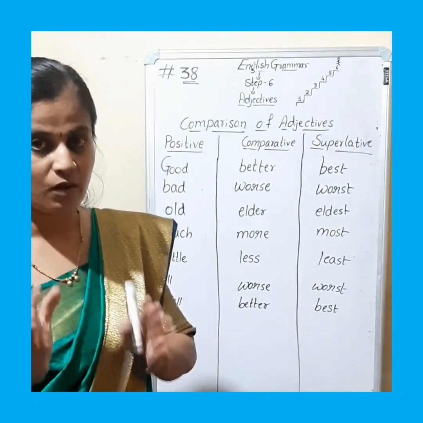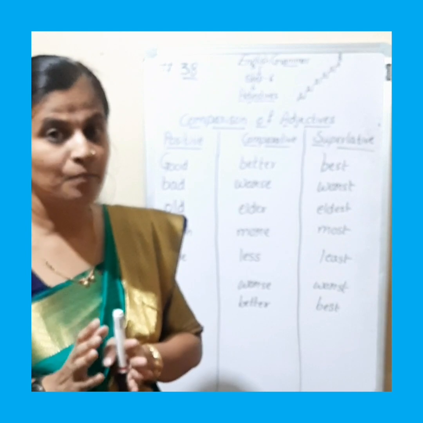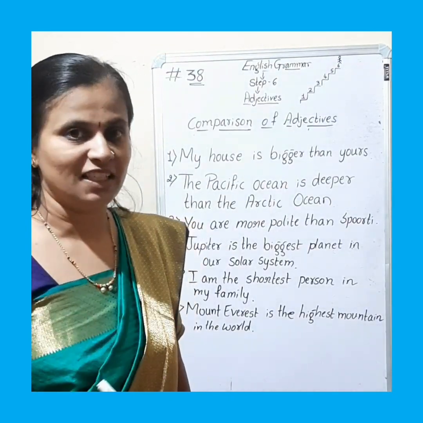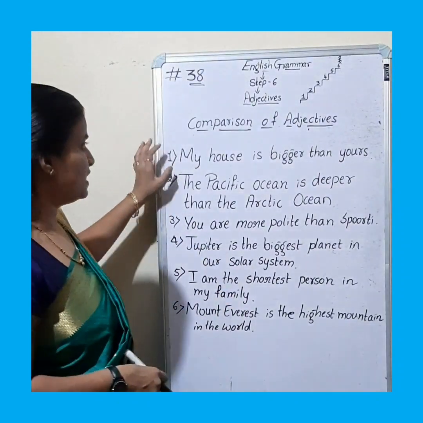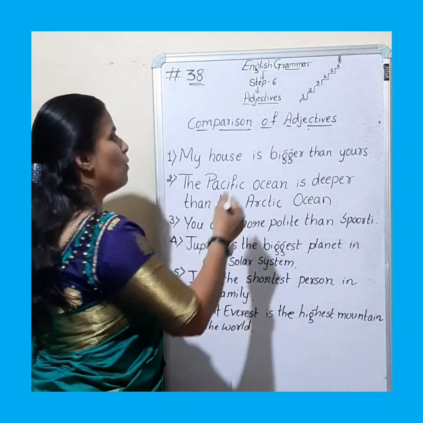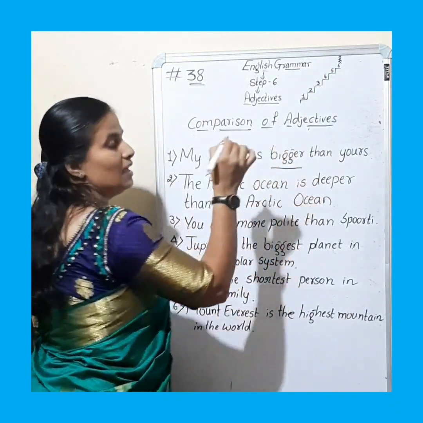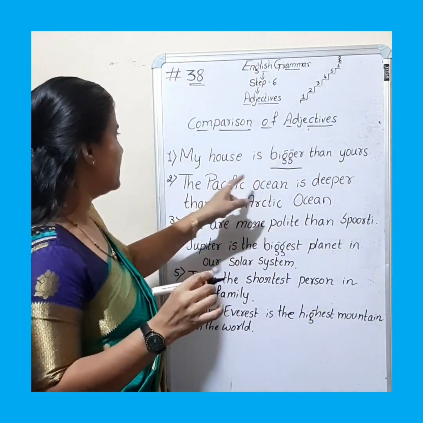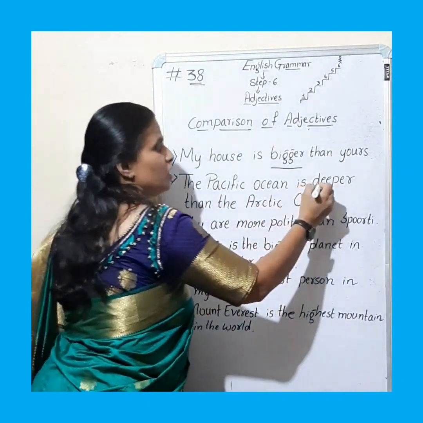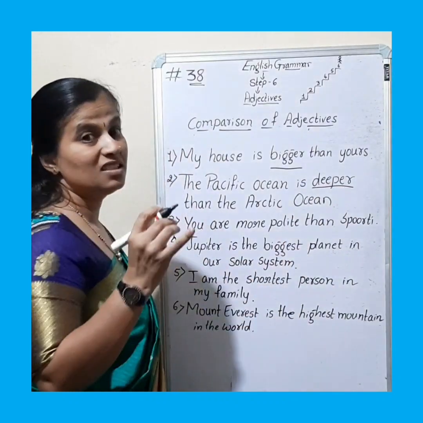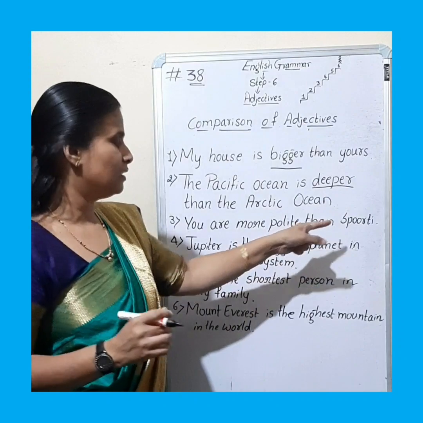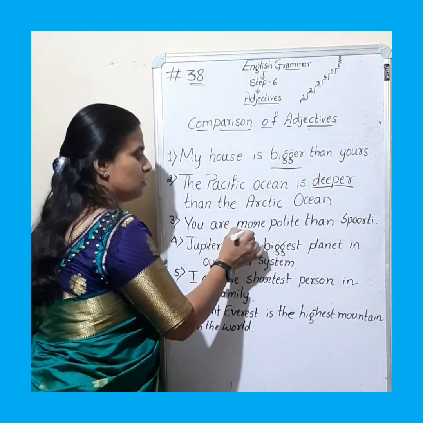Hope the concept of comparison of adjectives is clear. Let us have a look over comparison of adjectives in sentences. Let me read out the first sentence. My house is bigger than yours. You can just have a look over this word, as it is comparative degree. The Pacific Ocean is deeper than the Arctic Ocean. Deeper is again comparative degree. You are more polite than sporty. So this is also a comparative degree example.